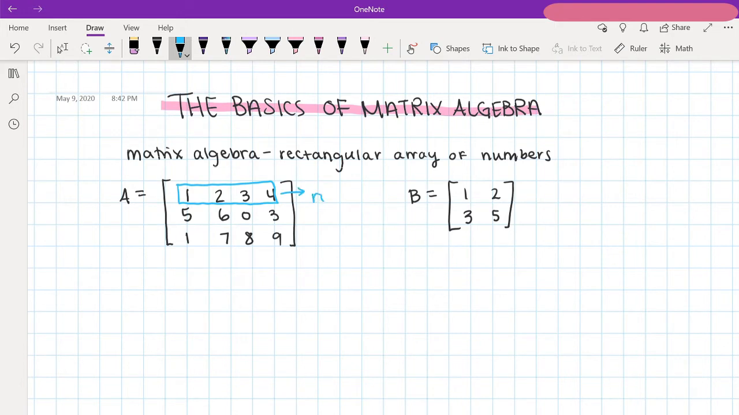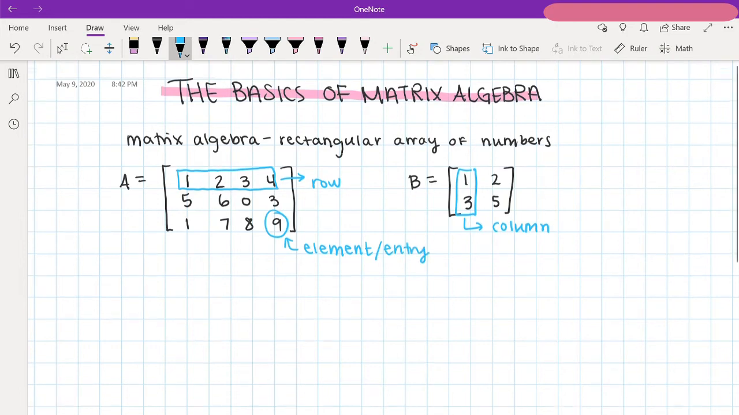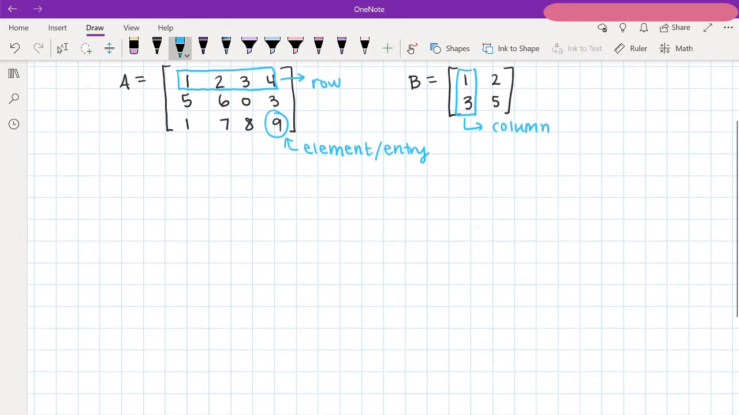If a matrix has m rows and n columns, it is size m by n, which can also be written as m times n. So in the first example, A would be 4 rows times 3 columns. So it is size 4 times 3. And B is 2 by 2. That's also known as a square matrix.